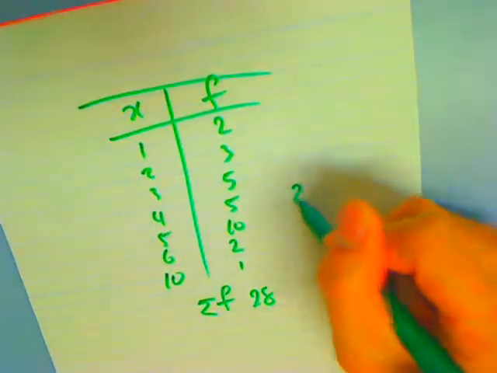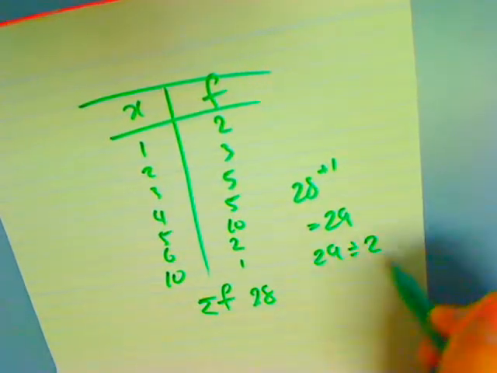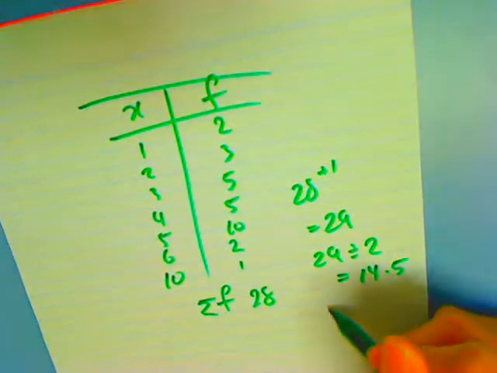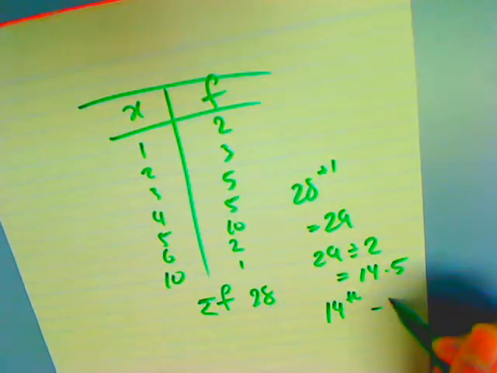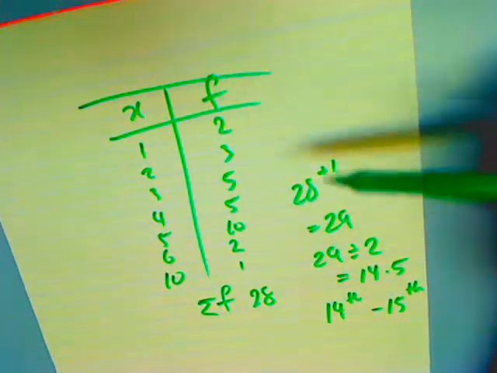Now if I try this trick, 28 plus 1, that gives me 29. 29 divided by 2, that gives me 14 and a half. That means the score will be the 14th and the 15th score in the set. So we're looking for 14 in total.